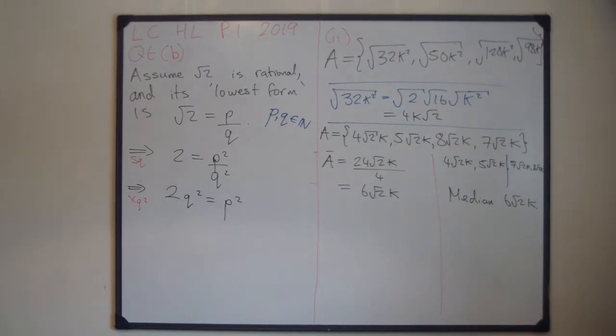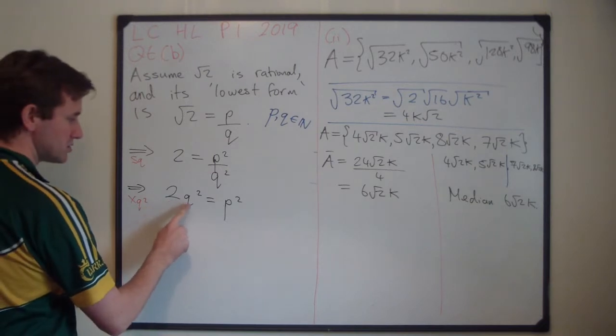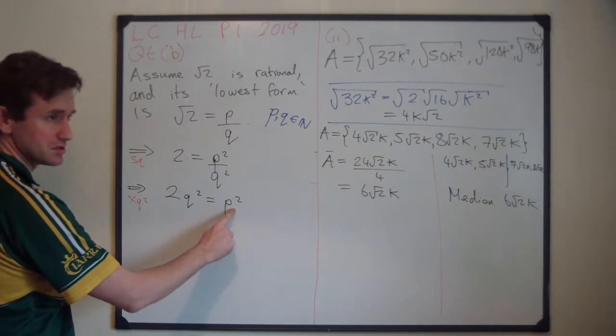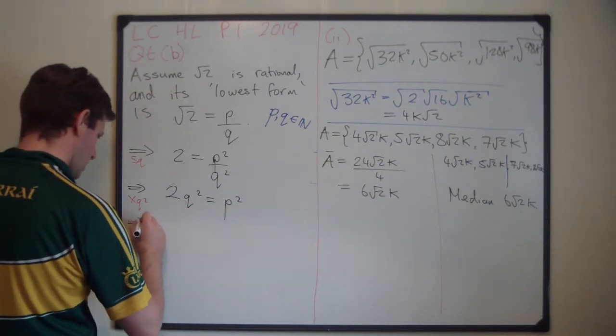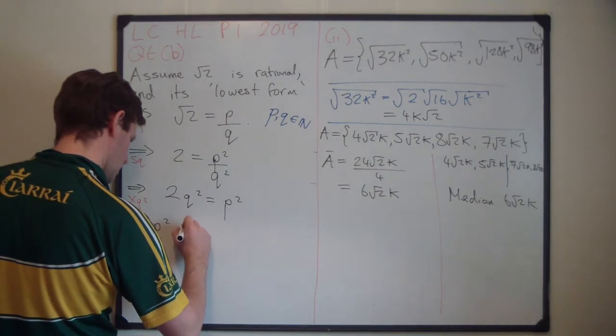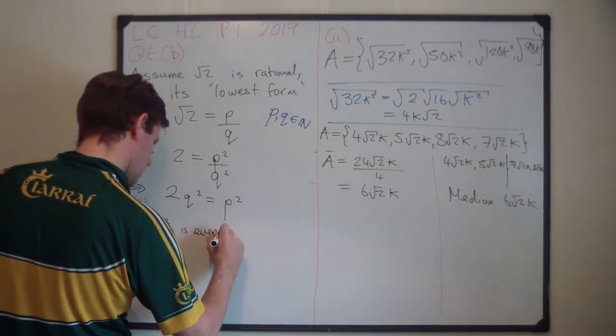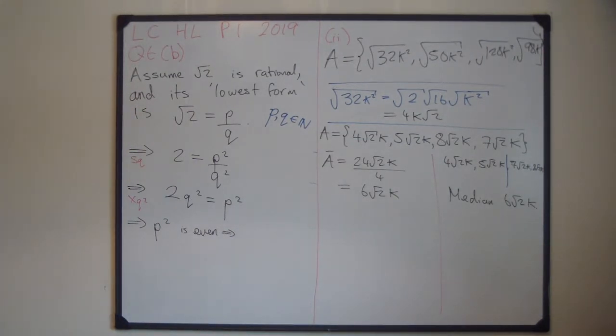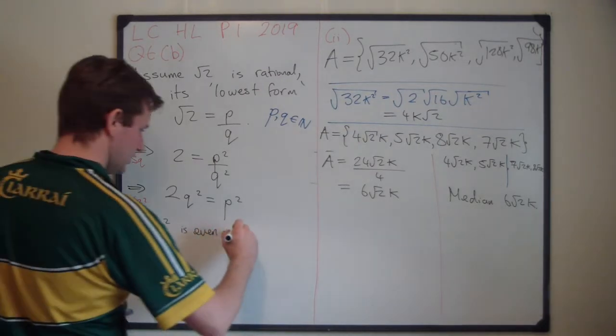Now, P and Q are natural numbers, so in particular P squared is a natural number. And here 2Q squared is an even number. So this means that P squared is even. If you think about it, an odd number multiplied by an odd number is another odd. So P could not be odd, because P by P is even. So this means that P is even.